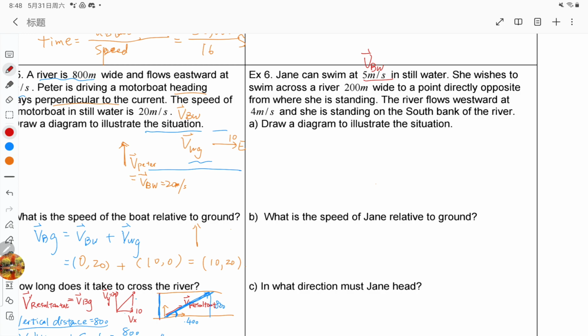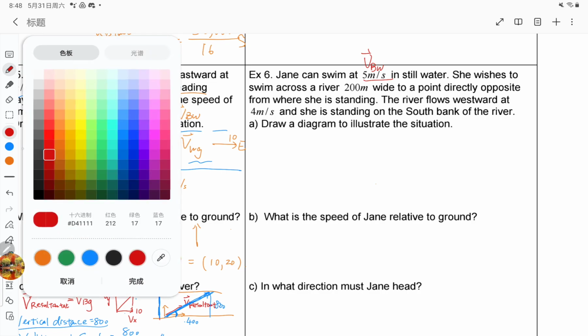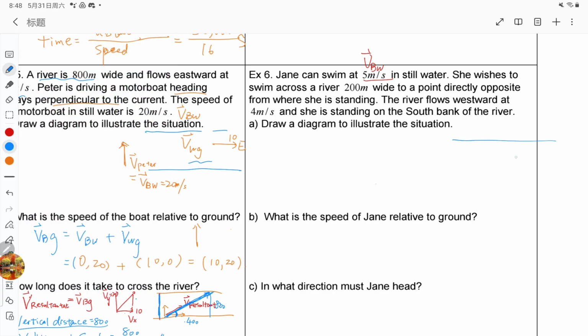And she wished to swim across the river 200 meters wide to a point directly opposite from where she's standing. This is interesting because the resultant velocity should be going directly opposite from where she's standing. So if she's standing here, Jen, and the destination should be directly opposite, then the velocity resultant should be vertical, right?